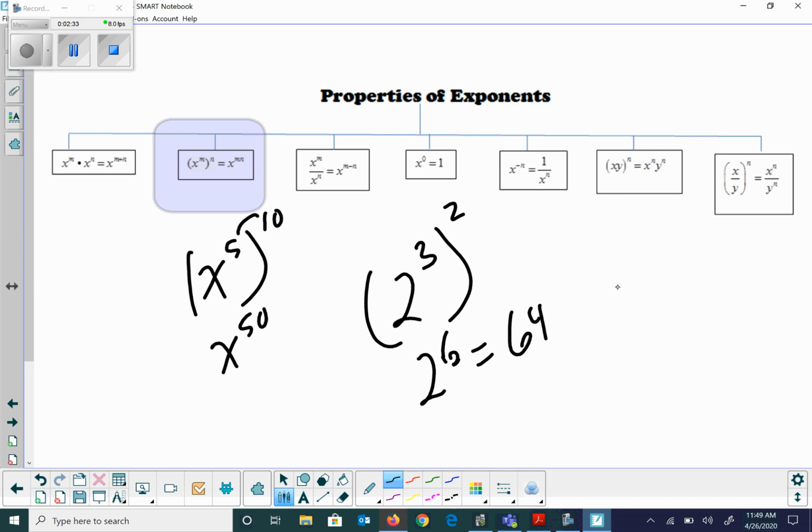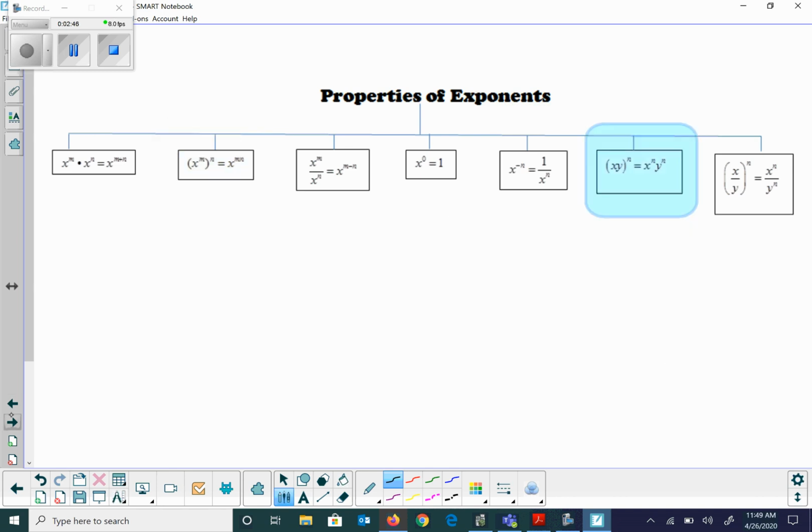So one that you wouldn't have to figure out would be like, let's say you had 5 to the 10th to the 3rd power. So that becomes 5 to the 30th. And that is an enormous number, so we're just going to leave that as an exponent. Then the last one is you have power to the power. So you're going to distribute that in.